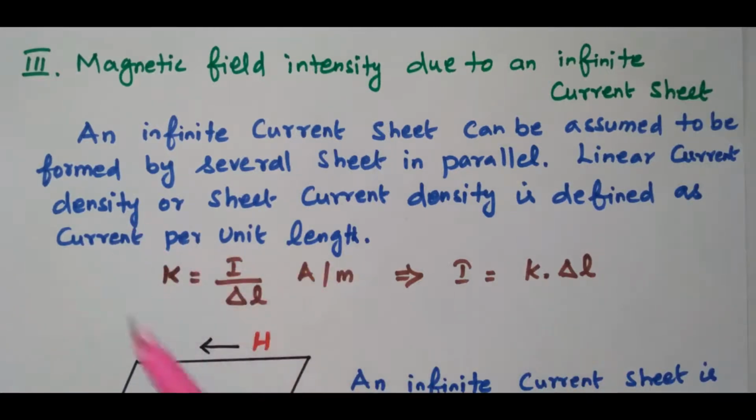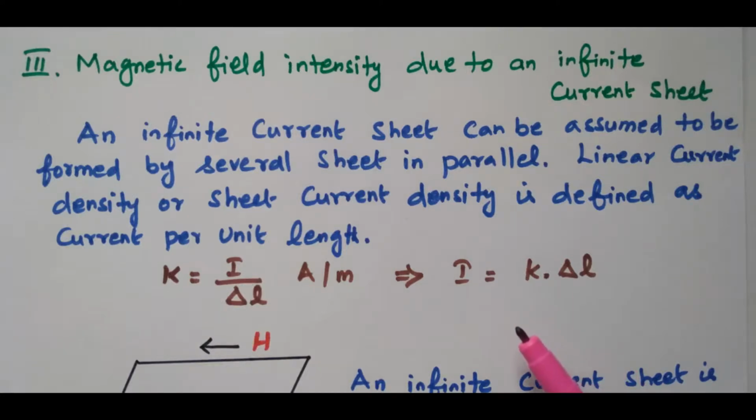Always, density means either area, volume or length will be referred to. Here we are referring to the length of the current sheet, right? So linear current density is nothing but current per unit length, that is K equal to I divided by delta L, ampere per meter. So I equal to K into delta L. You can cross multiply so that I equals K into delta L, and that can be used in the derivation.